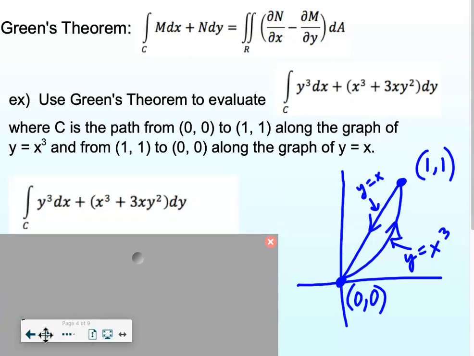To set up the integrand, you have to do dN dx minus dM dy. I can never say this right. So if you want to go ahead and take a minute and find the guts of your integrand, your Green's part: partial N partial x minus partial M partial y. This is your M, and this is your N.